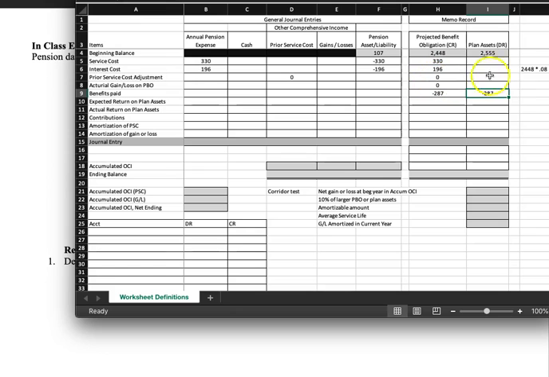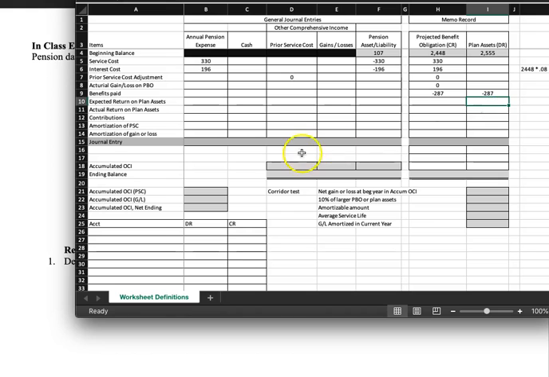All right, now once we have that, we can go on and do our plan assets. We already have our benefits paid there for our plan assets. Now let's do the other things that impact plan assets. Remember, there's 4 in total. There's benefits paid, there's contributions to the program, and then there's the expected and the actual returns.